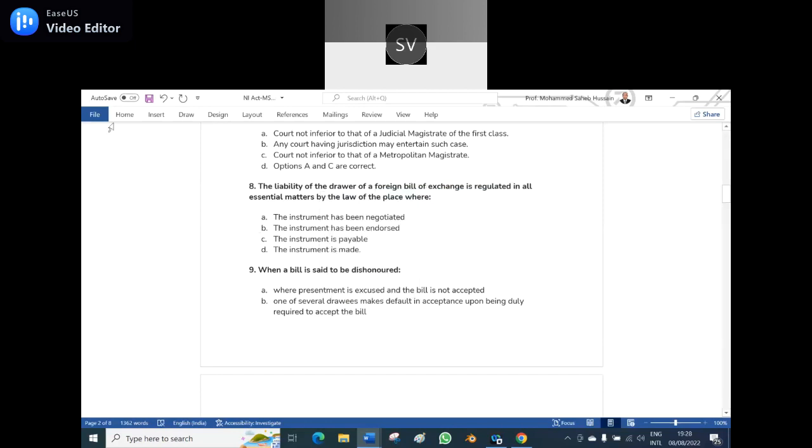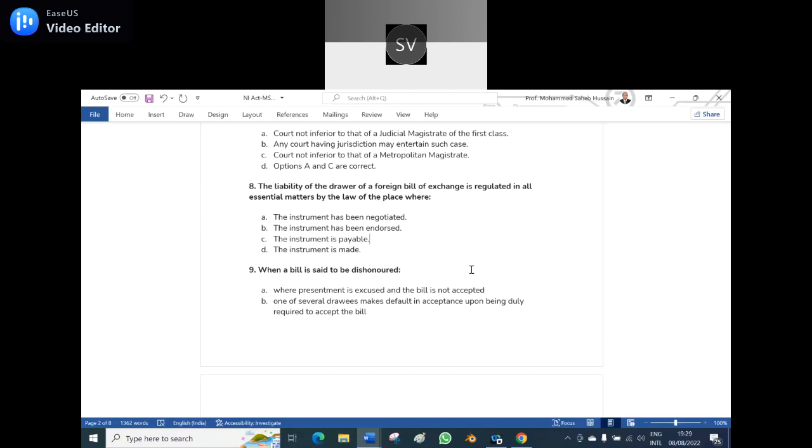Eighth question. The liability of the drawer of a foreign bill of exchange is regulated in all essential matters by the law of the place where: option A, the instrument has been negotiated; option B, the instrument has been endorsed; option C, the instrument is payable; option D, the instrument is made. Option D, madam. Yes, option D is the correct answer, where the instrument is made.